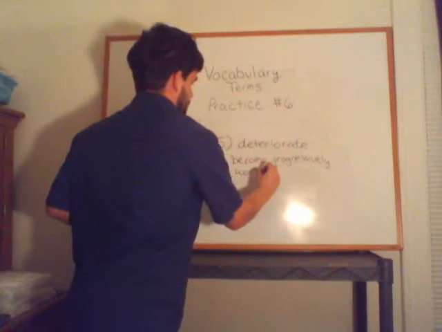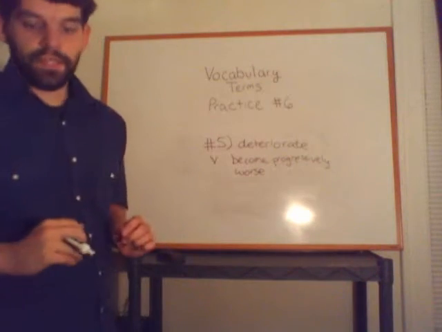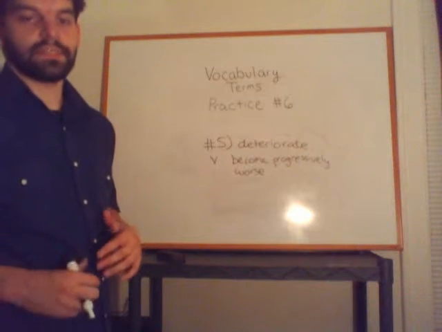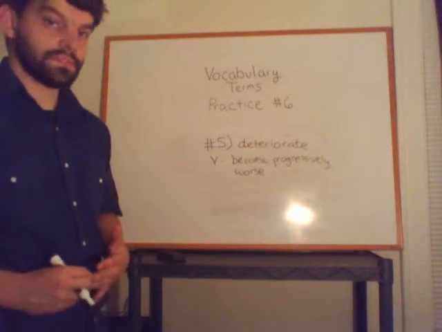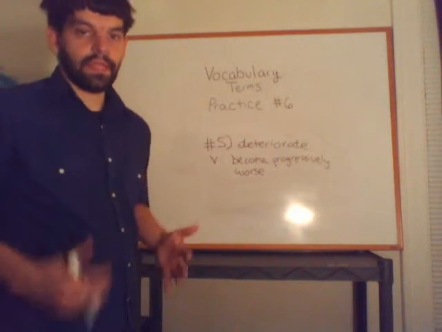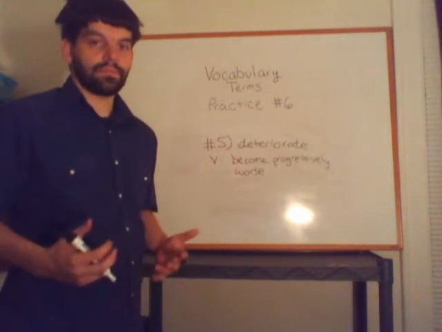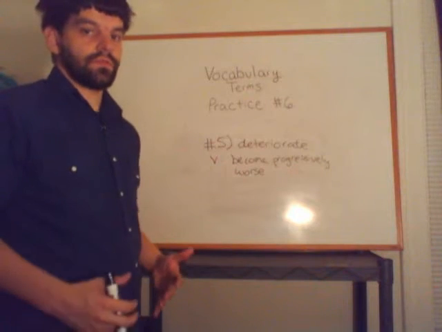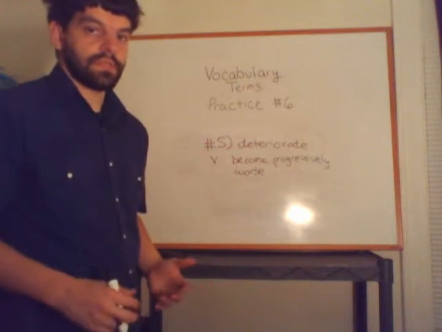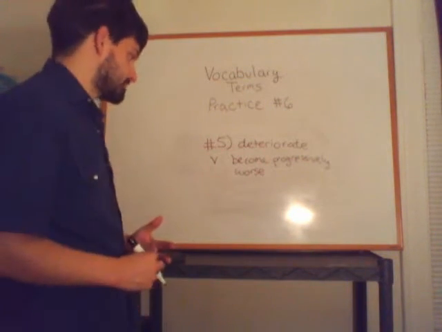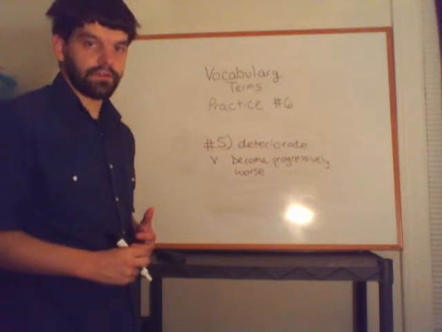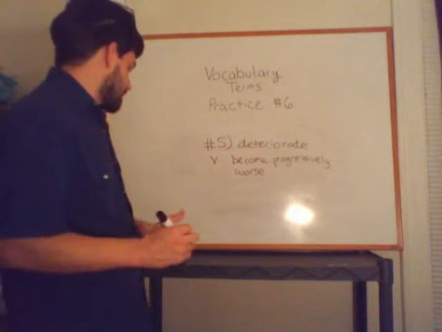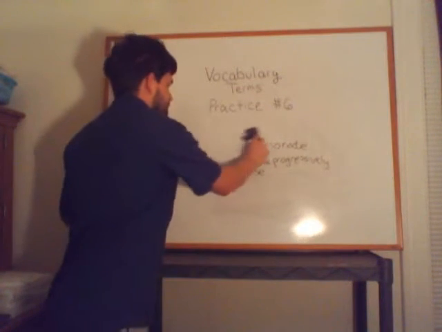So an example sentence for deteriorate could be, exposure to rain and sun will gradually deteriorate the paint on the house. So the longer that the paint is exposed to those elements, it's going to lose its condition and become a little bit worse and worse over time in its appearance. Okay? So this is the word deteriorate, D-E-T-E-R-I-O-R-A-T-E.